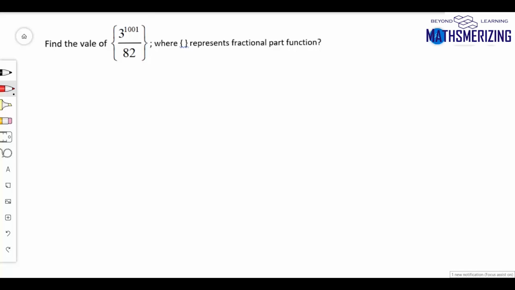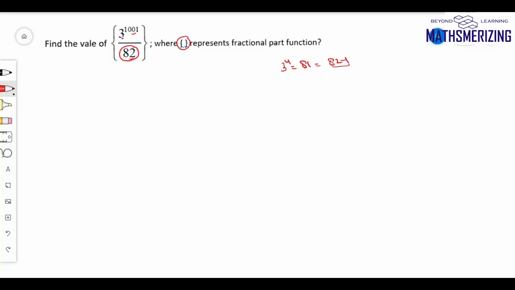Now the question is, find the value of the fractional part of 3 to the power 1001 divided by 82, where these brackets represent the fractional part function. Now we need to find divisibility with 82, and we know that 3 to the power 4 is 81 and that is close to 82. So I can write it as 82 minus 1.